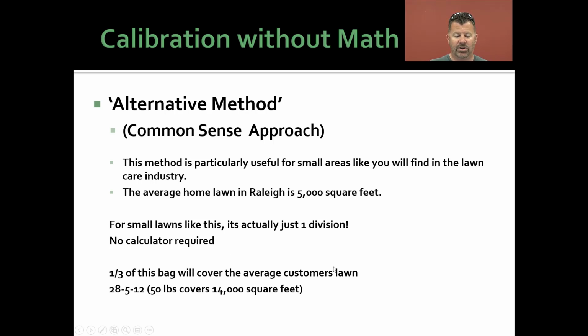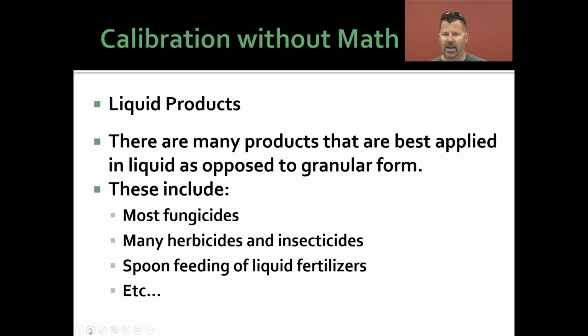A third of the bag will cover the average customer's lawn, 28-5-12, because there's 50 pounds in the bag, covers 14,000 square feet, guys. And yeah, up a little bit, if it was 15,000 square feet, it would be 100% of it. But we're good to estimate that we're going to need a third of a bag to do this yard. And hey, let's say you've got a neighborhood of 500 yards that are 5,000 square feet. You can figure out how many bags you'd need to do that total neighborhood. So guys, you see where we're going with this, and then you can calculate how much you're going to spend on the fertilizer.